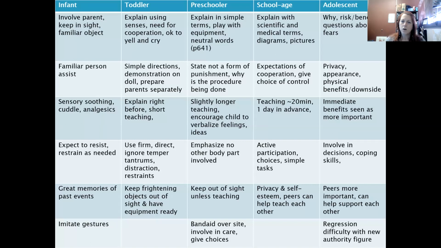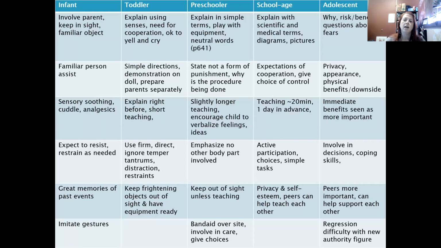Give them choices still, but expect cooperation in this age group. You usually are not going to have to hold down a school age child. Once you've given them the instructions, they should cooperate with you. They can tolerate pretty long teaching sessions at this point. Remember, they are already sitting in school. You can do things a day or 2 in advance at this age group and they can remember them by this point.